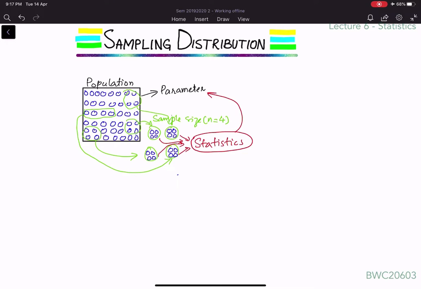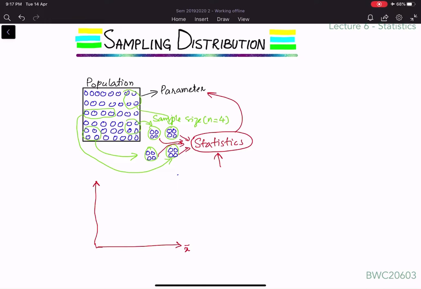So the distribution of this statistic that is obtained from each sample, which can be the mean of each sample, or the standard deviation for each sample, or the median of each sample, is called the sampling distribution. It can be plotted like this. Here it will be the statistic. Let us consider that is the mean. The mean of the sample is represented as x bar, and the mean of the population is represented as mu. So you should remember that.